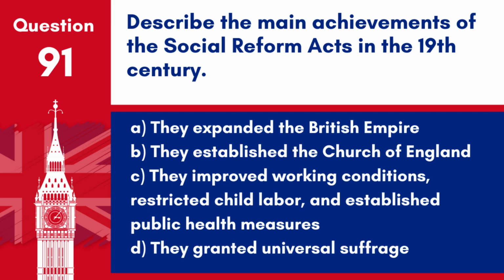Question 91. Describe the main achievements of the Social Reform Acts in the 19th century. A. They expanded the British Empire. B. They established the Church of England. C. They improved working conditions, restricted child labour, and established public health measures. D. They granted universal suffrage.